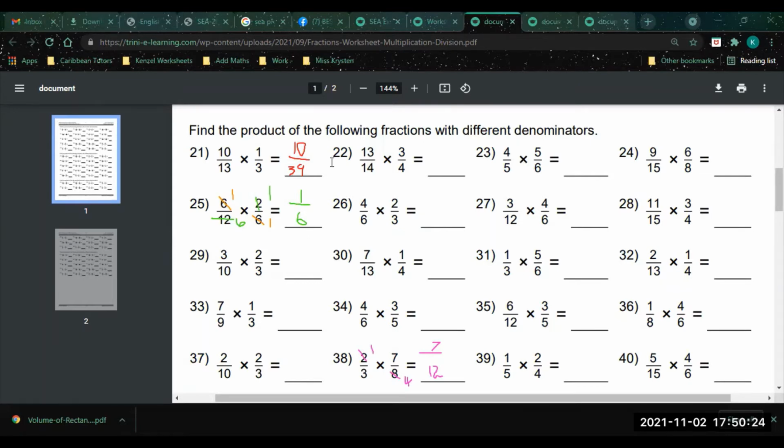So these three here, numbers 21, 25, and 38, are examples, and you can take them down, and I would reveal the answers to you for the rest of the exercise if you're having any trouble with them.